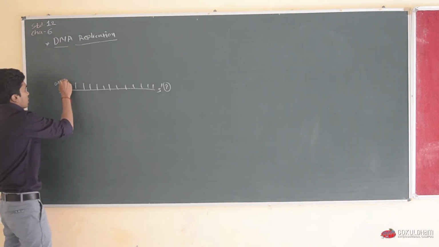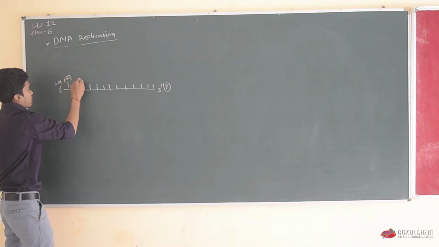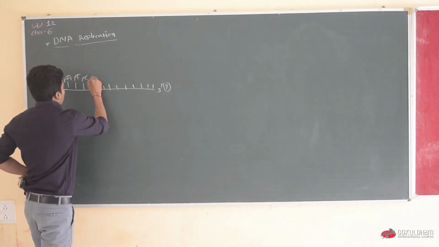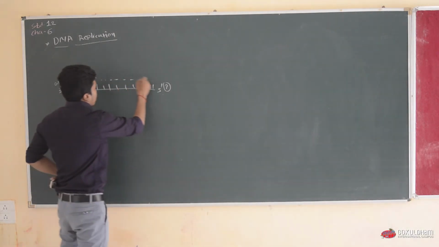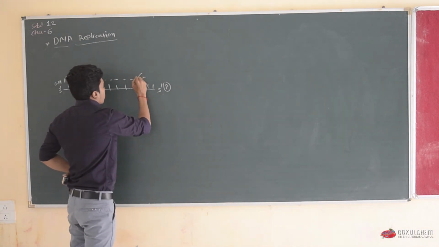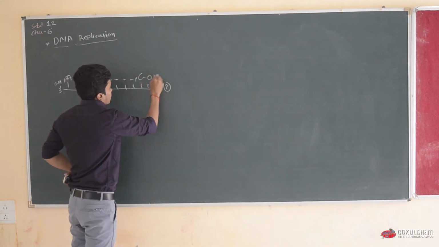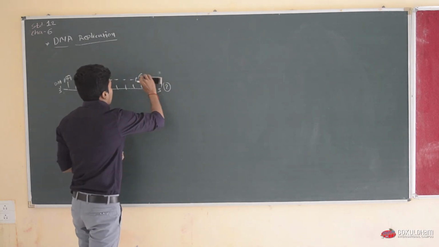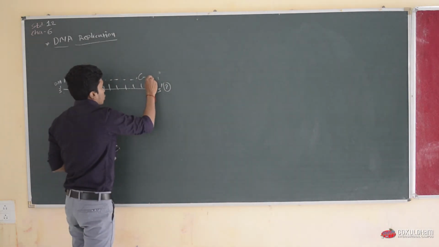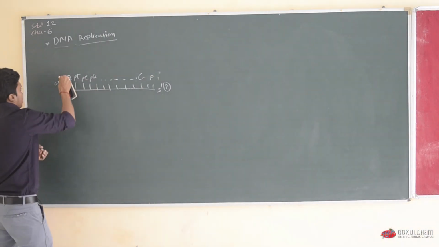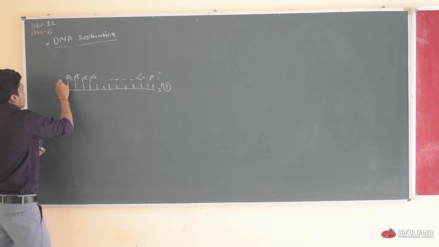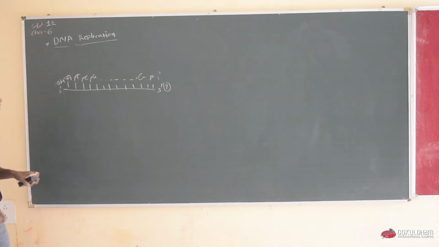So here phosphate A, phosphate T, phosphate C, phosphate G, and so on. Here phosphate G and phosphate G, here phosphate, and here OH group, because it is the 3' end. Okay, so what will happen?